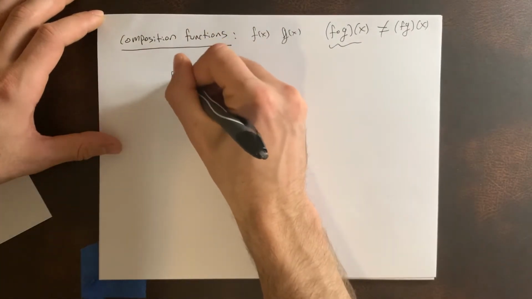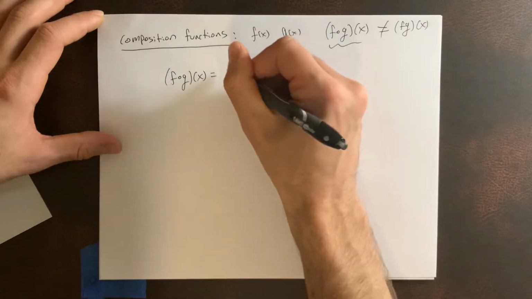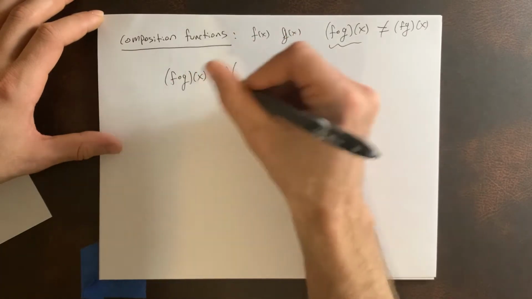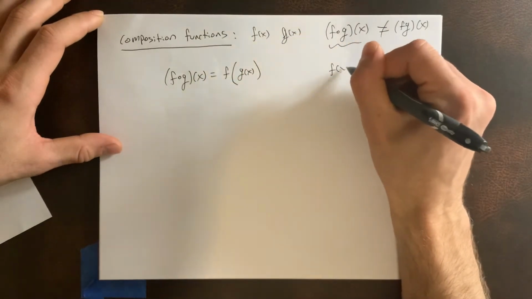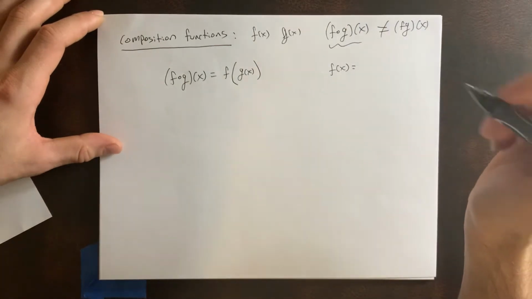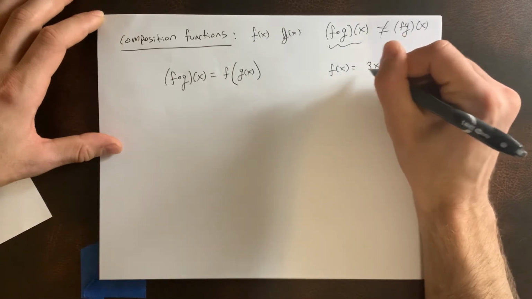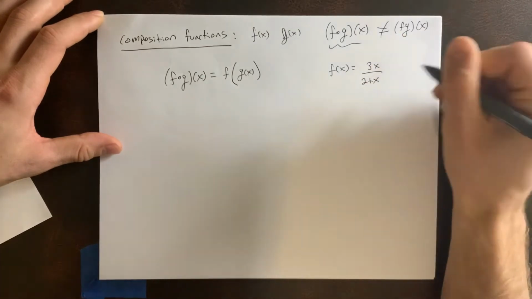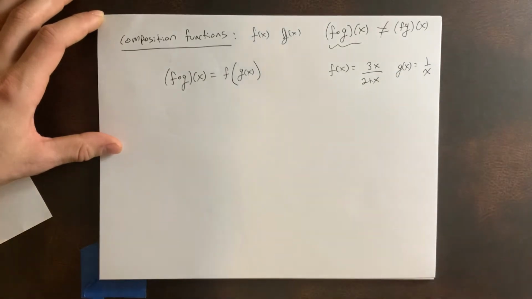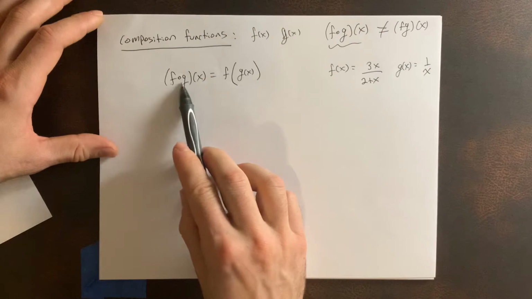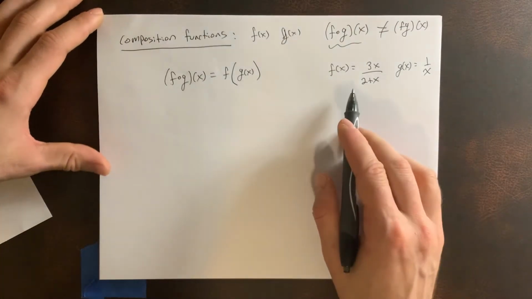So if we have that f circle g of x, the definition of this is we're going to take f of x and we're plugging g of x inside of it. So again, just a quick example. Let's say we have f of x is equal to 3x over 2 plus x, and then g of x is equal to 1 over x. And we'll find both, f composed of g of x and g composed of f of x. So first, just off to the side.